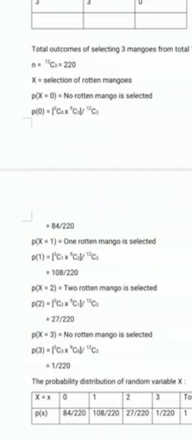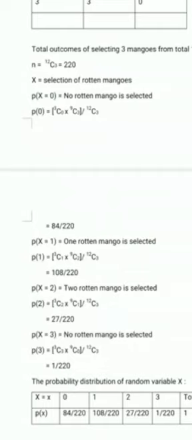When P of x is equal to 1, that is 1 rotten mango is selected. So, P of 1 is equal to 3C1 into 9C2, that is divided by 12C3, we get the answer as 108 by 220. Again, P of x is equal to 2. So, 2 rotten mangoes are selected. So, 3C2 into 9C1, that is divided by 12C3. So, we get the answer as 27 by 220.